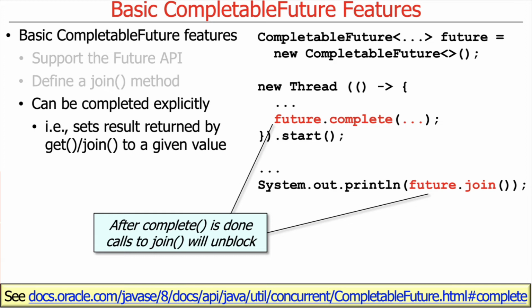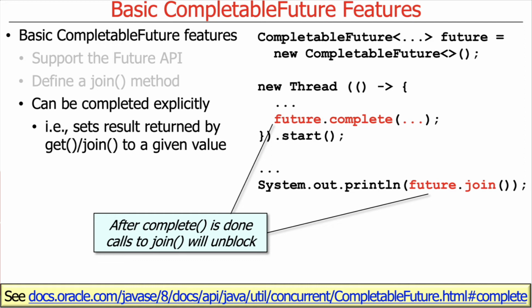Or the computation will be taking place in the background, and at some point when that thread is finished doing its thing, maybe it's multiplying numbers together, who knows what it's doing, it's going to pass a result to the completable future by calling the complete method on it. And when the complete finishes, any thread that is blocked waiting for that completable future to be done by calling join, or get for that matter, will be able to return with the result. So that's the idea here.